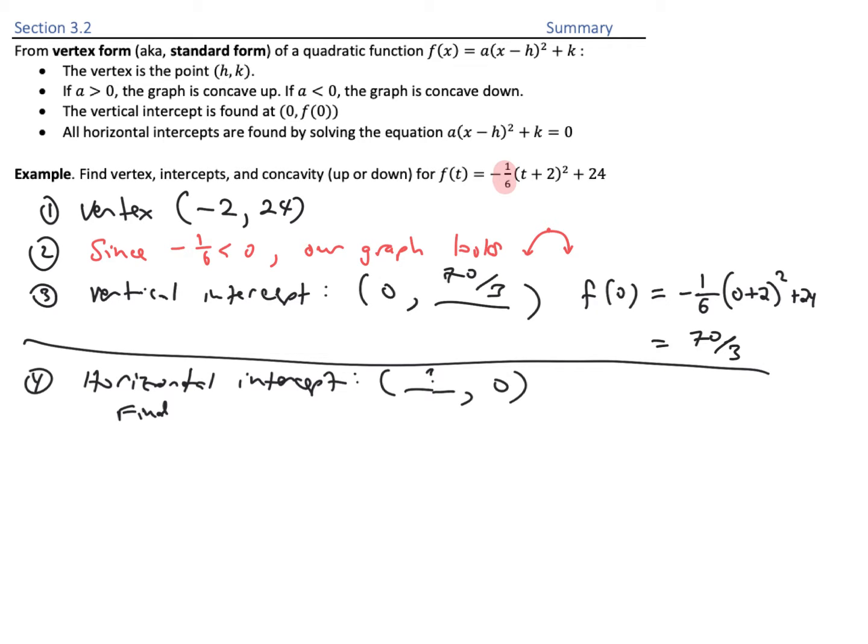So I'm trying to find an input, and in the language of this particular function, the inputs are called t. So let me get rid of this and highlight here. So my inputs are t's. So I'm trying to find an input t such that the output is equal to 0.